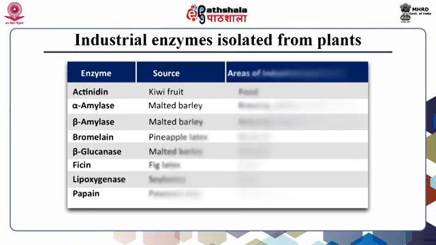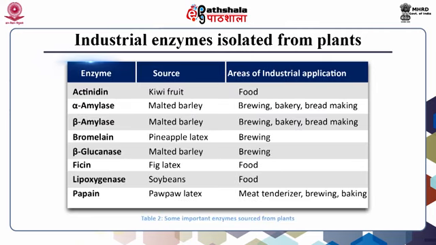As we can see, a number of enzymes, namely amylases, bromelain, glucanase, ficin, lipoxygenase and papain are sourced from plants and have important industrial application. Malted barley acts as a source of alpha and beta amylases and is used in bread and dough making, while papain is obtained from the green unripe papaya fruit, which is a meat tenderizer and also used in protein processing, brewing and baking.